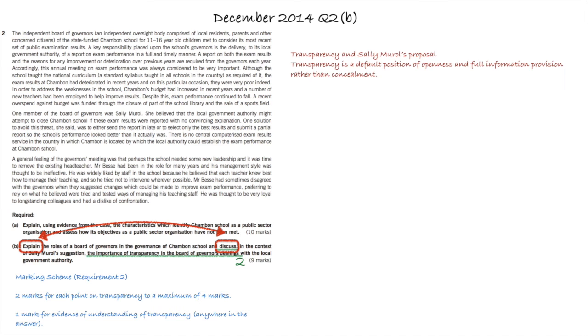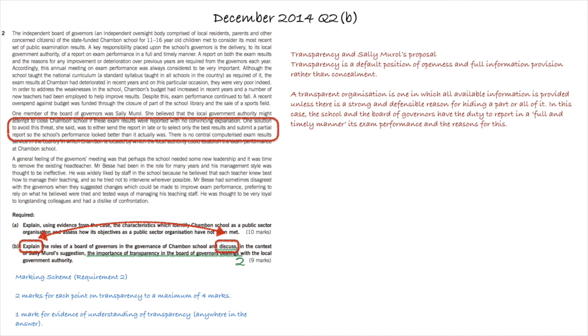So answering in the same way with a heading and then some short, succinct paragraphs split up by leaving a line. First of all, transparency and the proposal. Now do note that this is the proposal we're talking about, that she says we should either report late or select only the best results and give a partial report to give better performance. Well, look, transparency is a default position of openness and full information provision rather than concealment, which is directly at odds with what Sally is saying we should do. So that's where we're coming from on this.